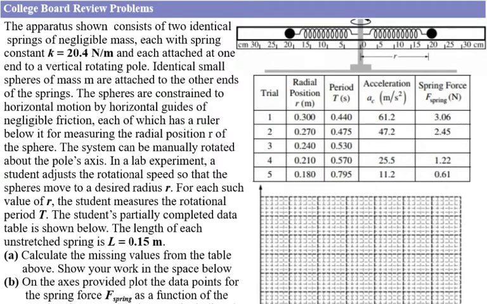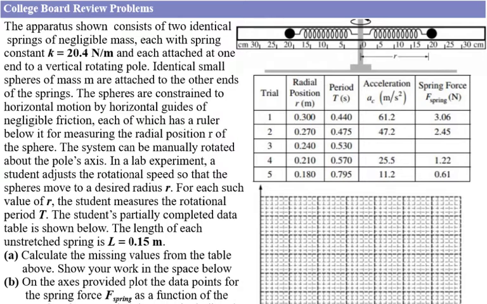This is a question posted on College Board for practice for the AP exam. The apparatus shown consists of two identical springs of negligible mass, each with spring constant k equal to 20.4 newtons per meter, and each attached at one end to a vertical rotating pole. Identical small spheres of mass m are attached to the other ends of the springs.